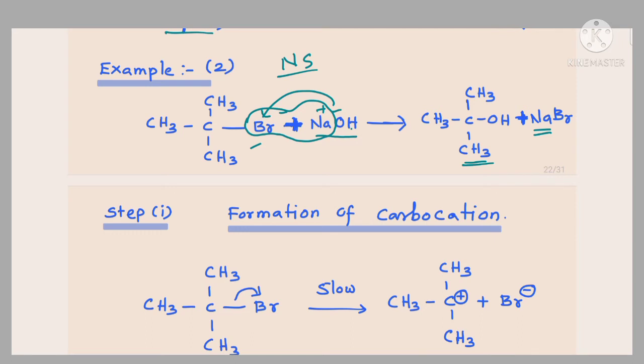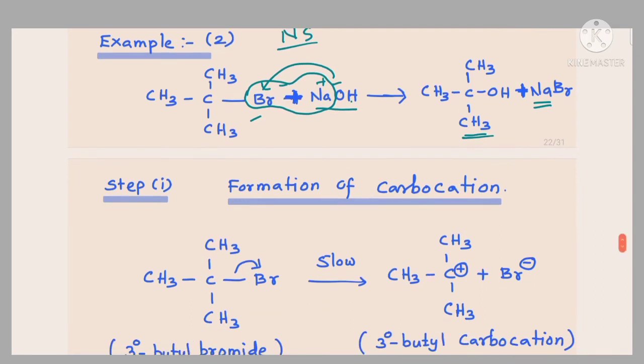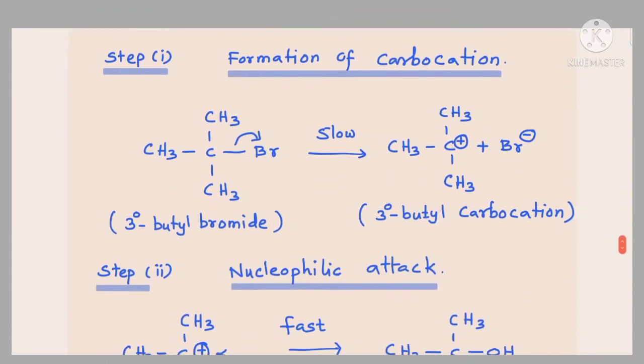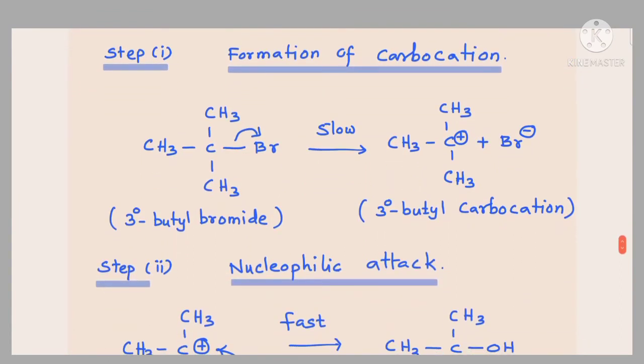This is the next example. Like the previous example, this reaction also occurs in two steps. The first step is the formation of carbocation. I have written the tertiary butyl bromide structural formula. Here there is a covalent bond between carbon and bromine, isn't it? Bromine is more electronegative than carbon. So this bromine atom will pull the bond pair towards itself, and it will go out as Br minus. This carbon is losing the electron, so it gets a positive charge, C plus.